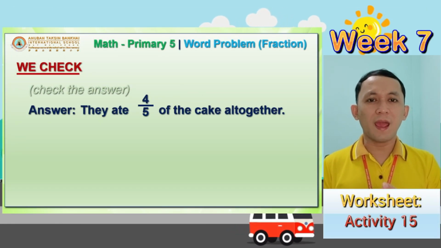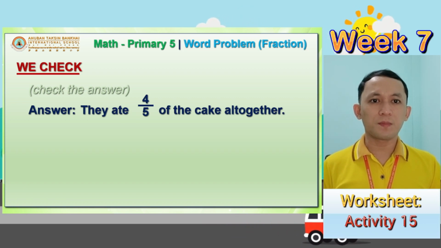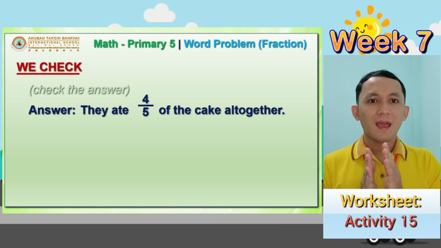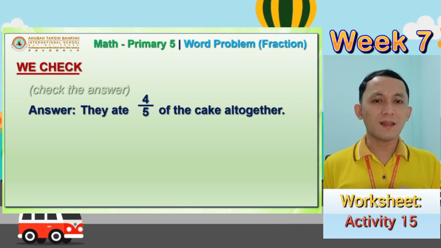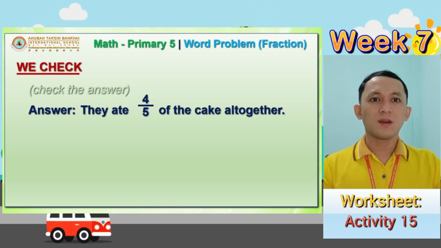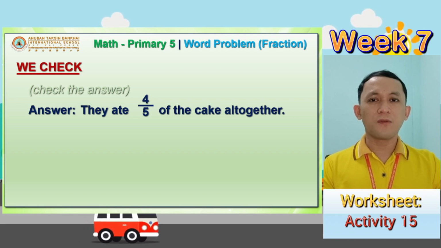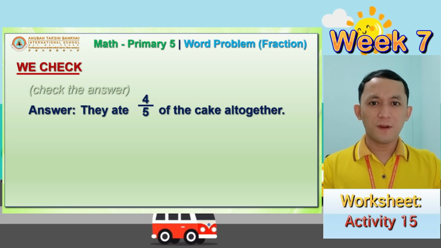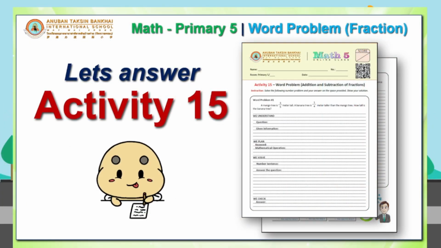Take note that your answer must be a complete sentence because this is a word problem. Do not write 4 over 5 only. You must have a complete sentence answering the question. So again, our answer is they ate 4 over 5 of the cake altogether. Okay, so again, those are the 4 stages of answering a word problem in fractions. Now, let's answer your activity number 15.